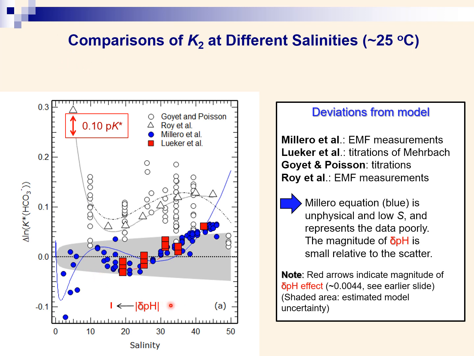The conclusion with regard to pH consistency is, again, as it was for K1, the magnitude of delta pH here is very small and less than the scatter in these data sets here.